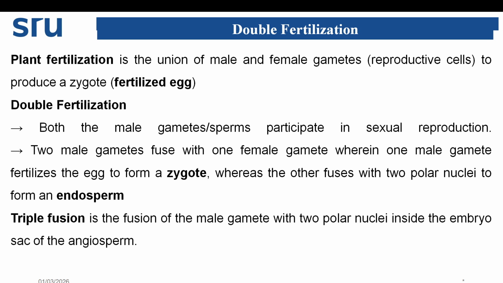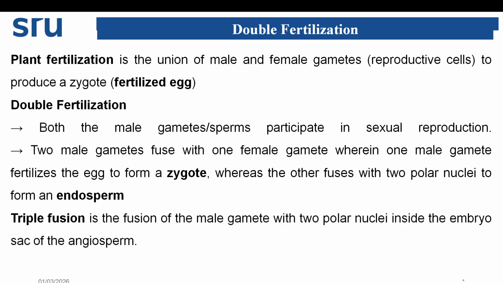So that is all about the modes of pollination. Our next topic, as per the title, is modes of pollination and double fertilization. So now we will move towards double fertilization. Okay. So what does fertilization mean? Plant fertilization is the union of male and female gametes to produce a fertilized egg, that is, the zygote.